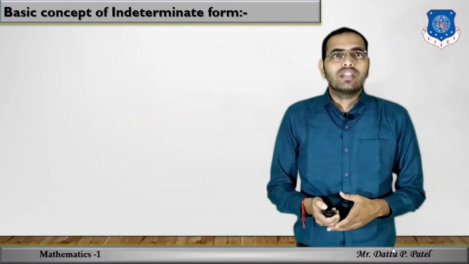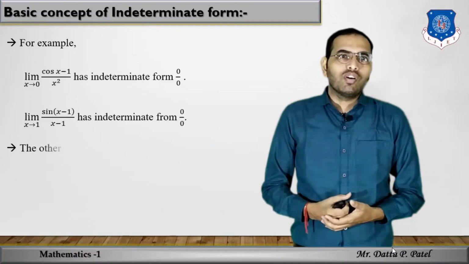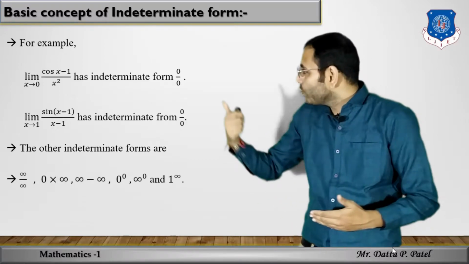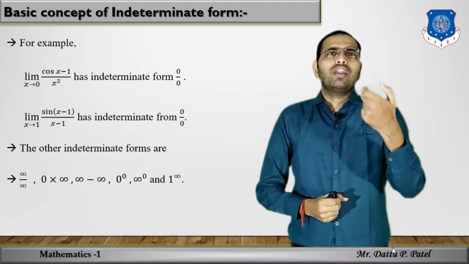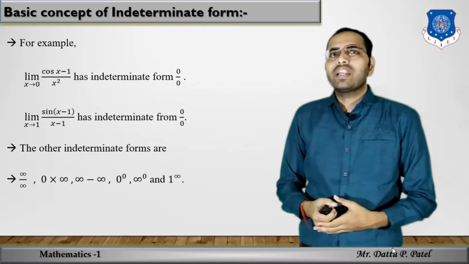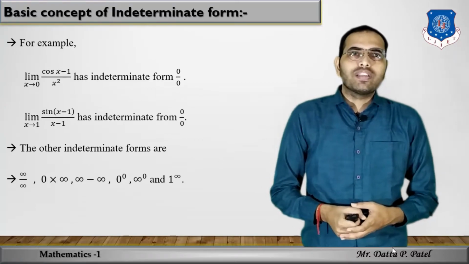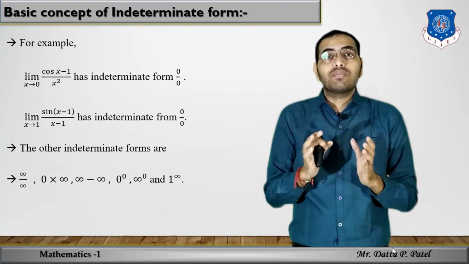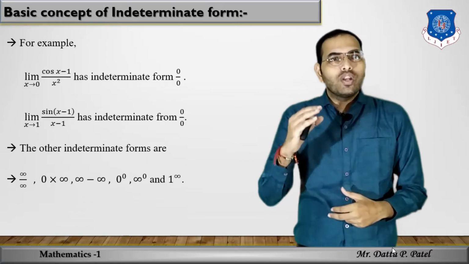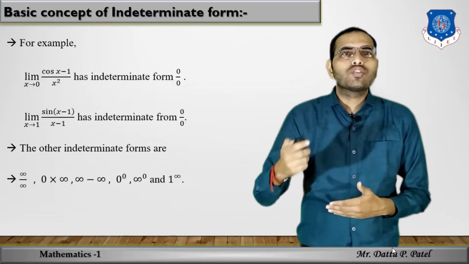Here let's see a few examples based on indeterminate form, like the 0 by 0 form. Limit x tends to 0 of cos x minus 1 upon x square. Applying x as 0 in the numerator portion and denominator portion, the value of cos 0 is 1, minus 1, that is 0. In the denominator portion, again 0. That means we can say that the given example is 0 by 0 form. Similarly, the second example is also 0 by 0. There are 7 types of indeterminate form: 0 by 0, infinite by infinite, 0 into infinite, infinite minus infinite, 0 raised to 0, infinity raised to 0, and 1 raised to infinite.